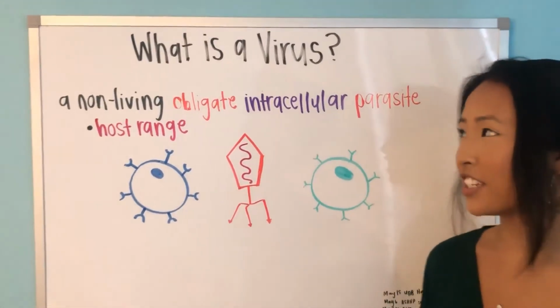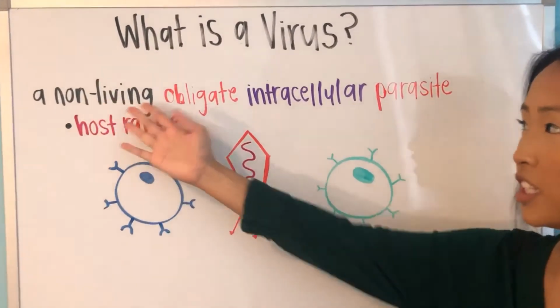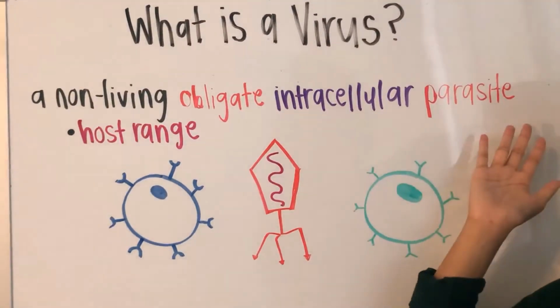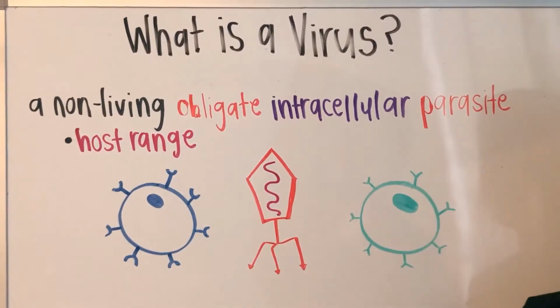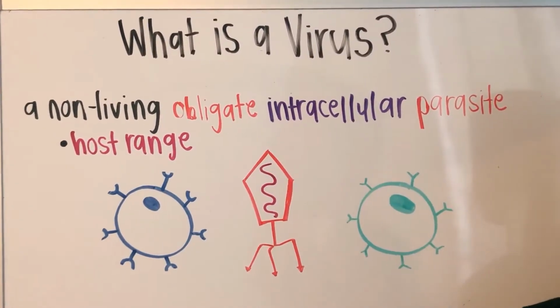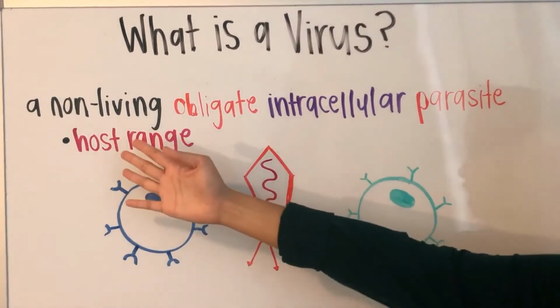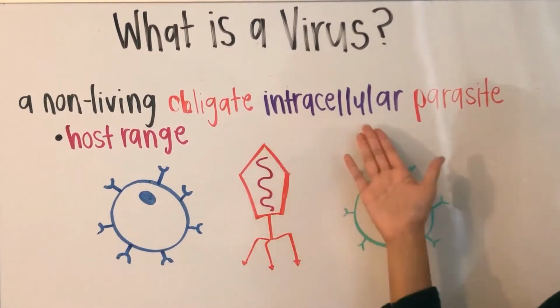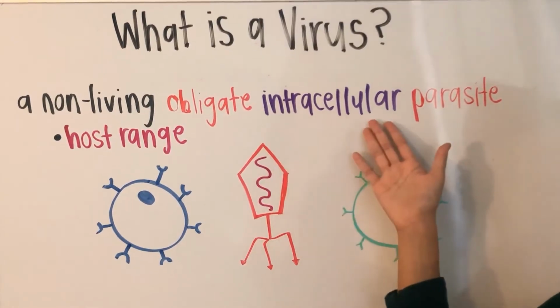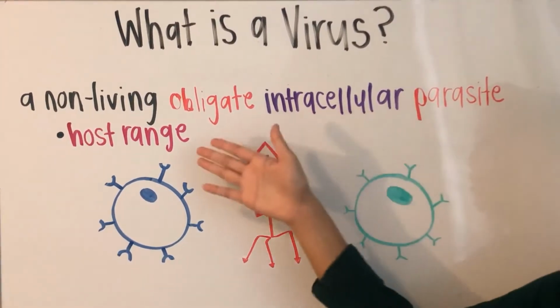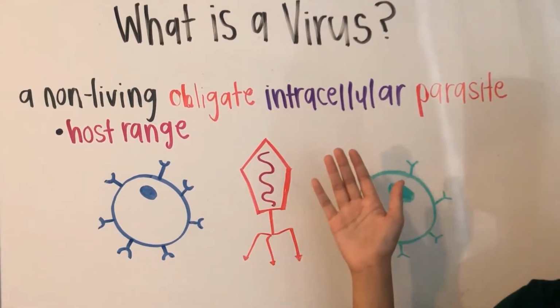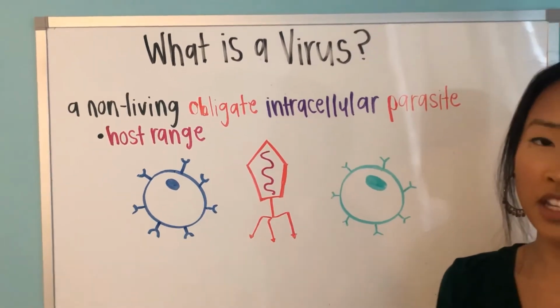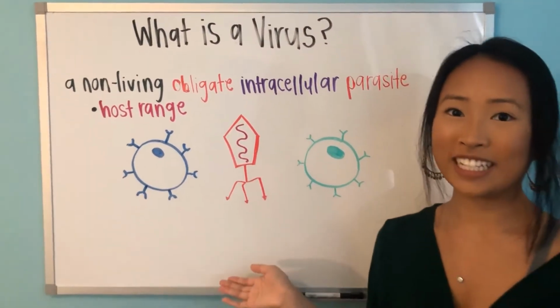Okay, so first the definition of a virus. It is a non-living obligate intracellular parasite. And so parasites, they're going to do harm to whatever they're attached to. It's non-living. Obligate means mandatory, so it must be. And then intracellular, intra means within, and then cellular refers to a cell. So it must be in a cell to replicate and multiply itself and then go on and infect more things.